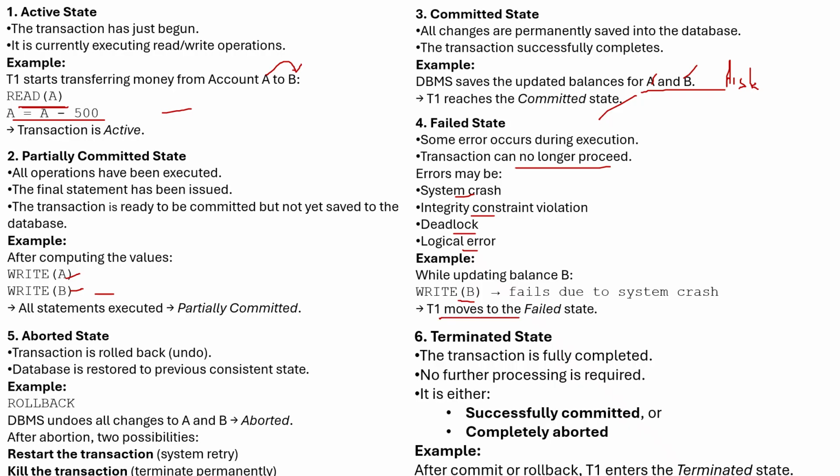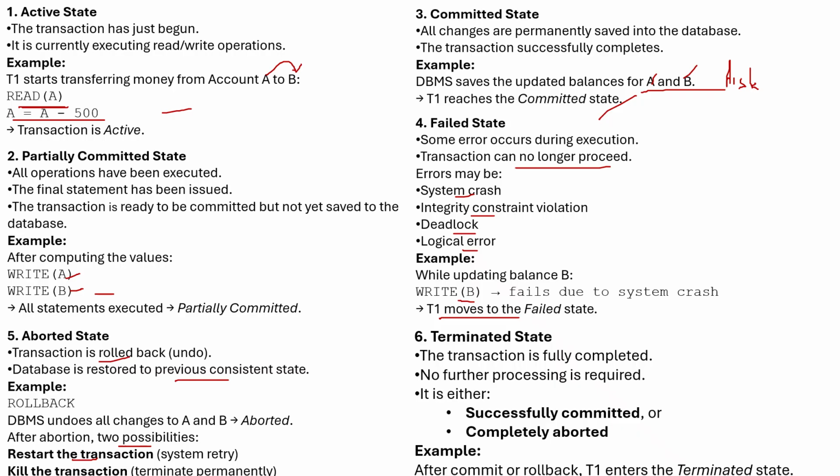Next is the abort. After the failed state, it has to abort, so it has to come back to the original state. It should roll back, it has to undo. Now the database will be restored to the prior state. So that is your aborted state. Aborted has two possibilities. After abortion, it can either restart the transaction or kill the transaction. Kill means permanently terminating it, and restart means it will retry.